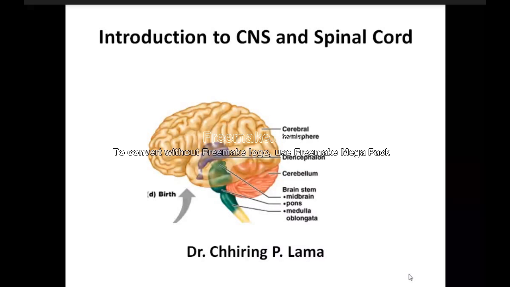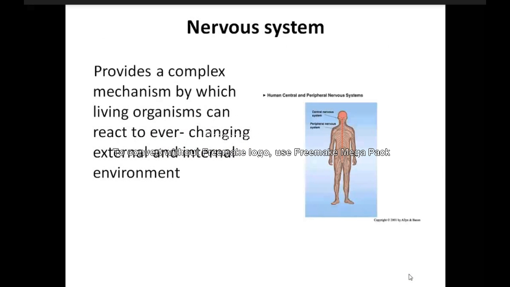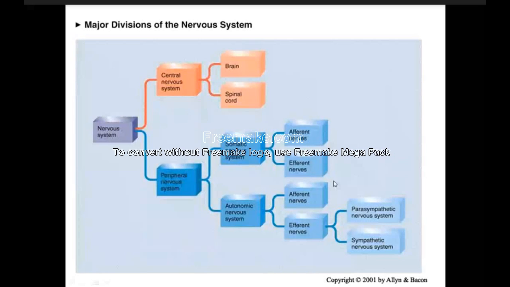The external as well as the internal features of the spinal cord, right? So what is the nervous system? You have some idea regarding the nervous system. It is a system that provides a complex mechanism by which living organisms can react to ever-changing external as well as internal environment. Coming to the further subdivisions, it can be divided into the central and the peripheral nervous system.